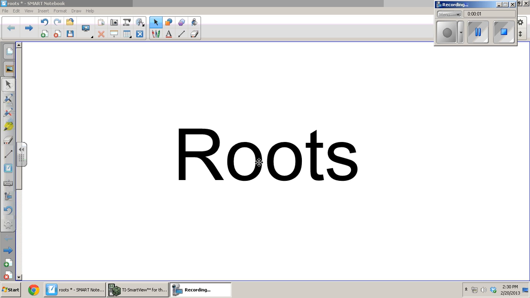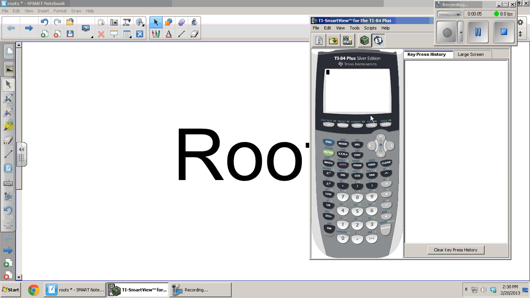Okay, here's a video on roots. During this video, you're going to see me use this calculator quite a bit. This is the same calculator that we use in class. If you've never seen this on a computer before, as I'm going through some of the problems, you can look right here and it'll show you which key I'm hitting each time.